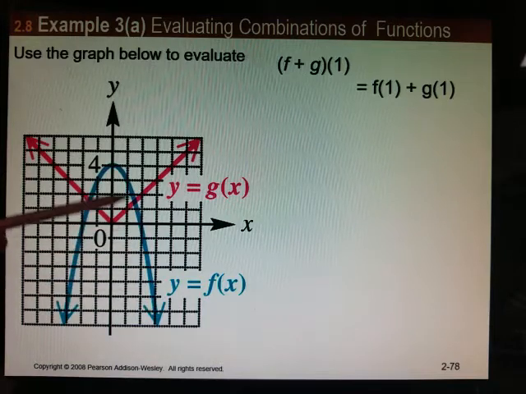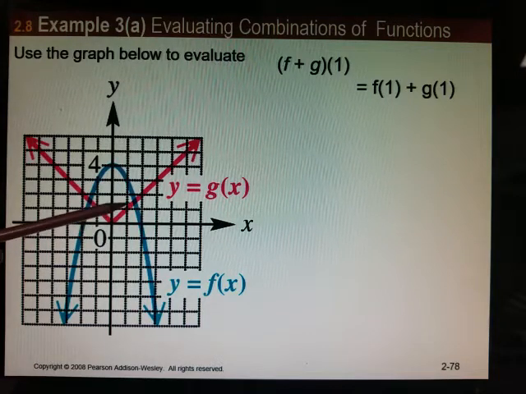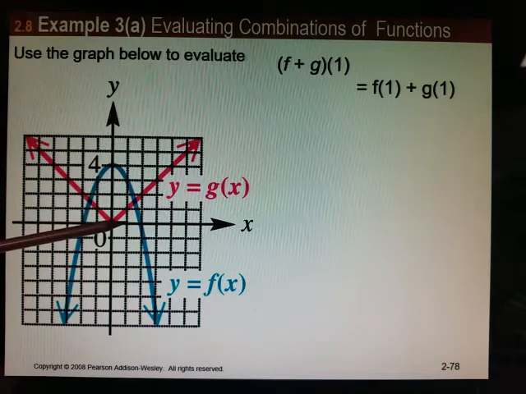All right, so this is the f function for the parabola. The g function was the v. F of 1, that means go to the f equation. When x is 1, the f equation is 3. My g equation is 1.